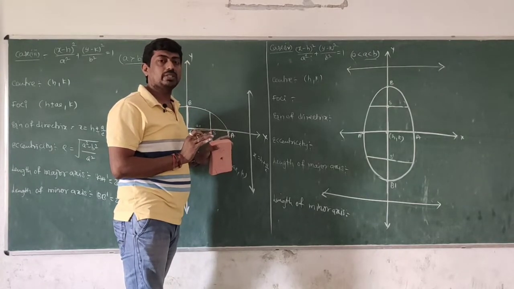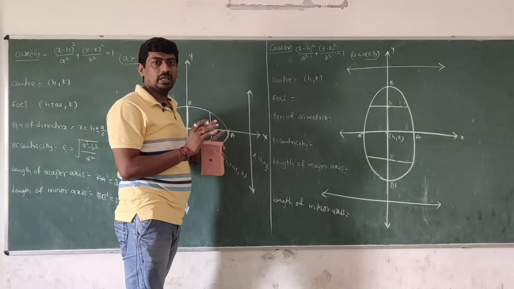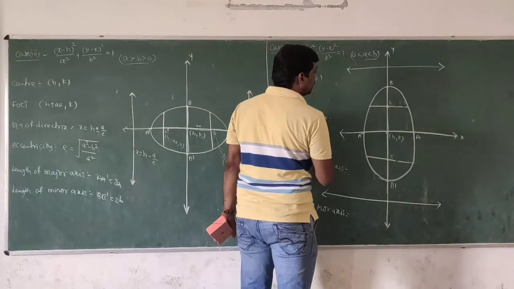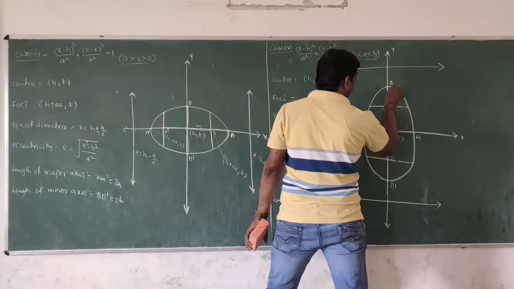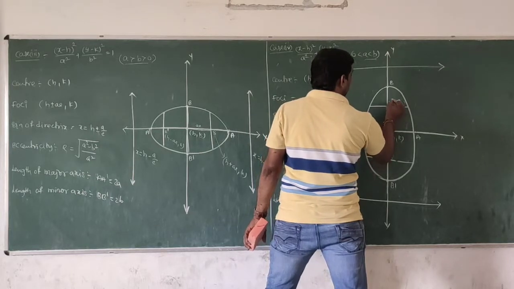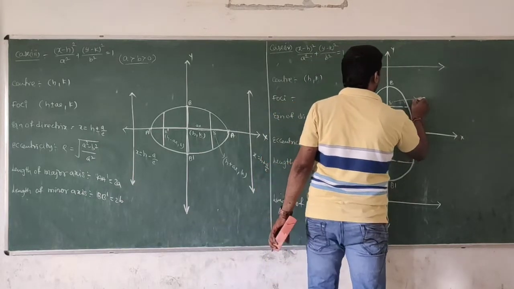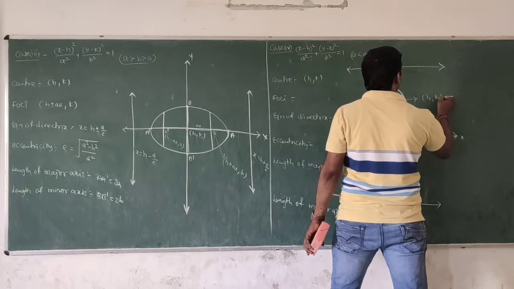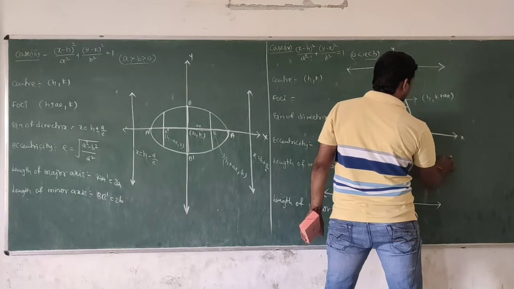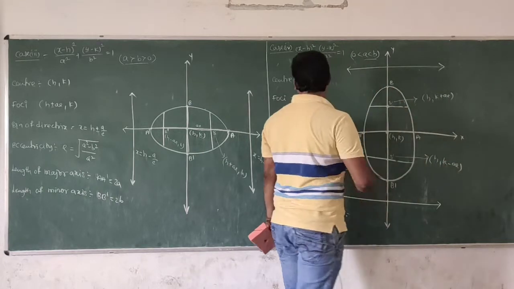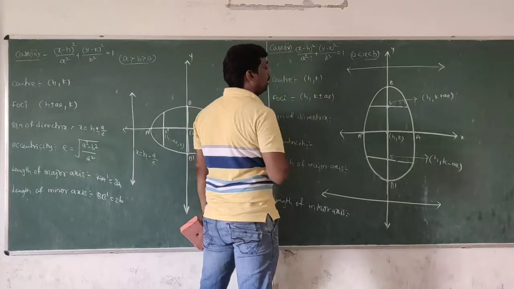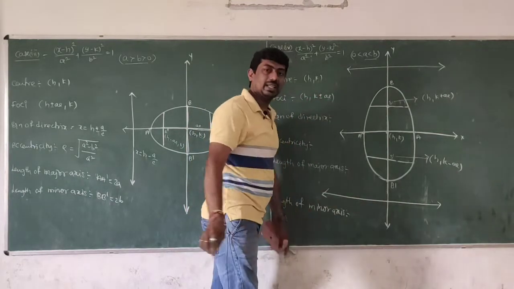That's a major difference among these four cases. Okay, right. Now here focus lies on the y-axis. That's why the y coordinate changes. The x coordinate stays as is. S coordinates are h comma k plus a. Here S dash is h comma k minus a. That's why foci are h comma k plus or minus a. Okay. Now you can set the directrix.